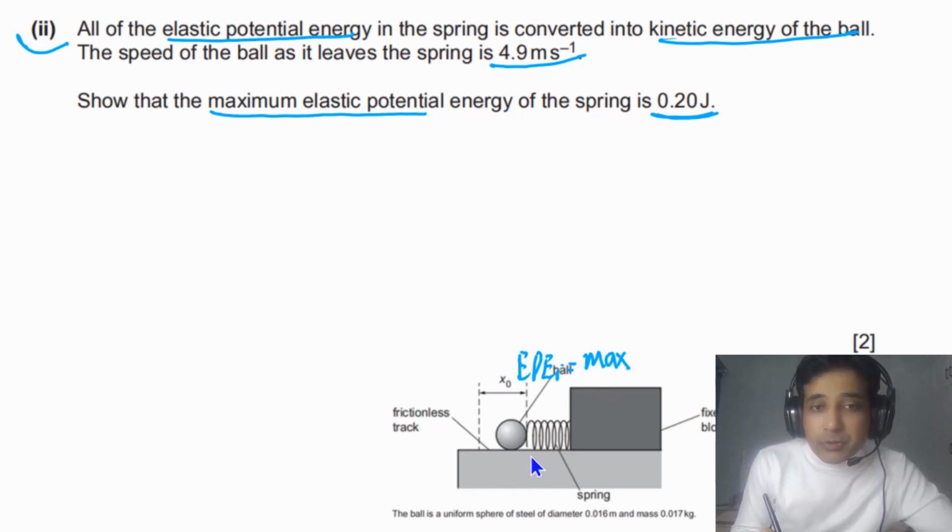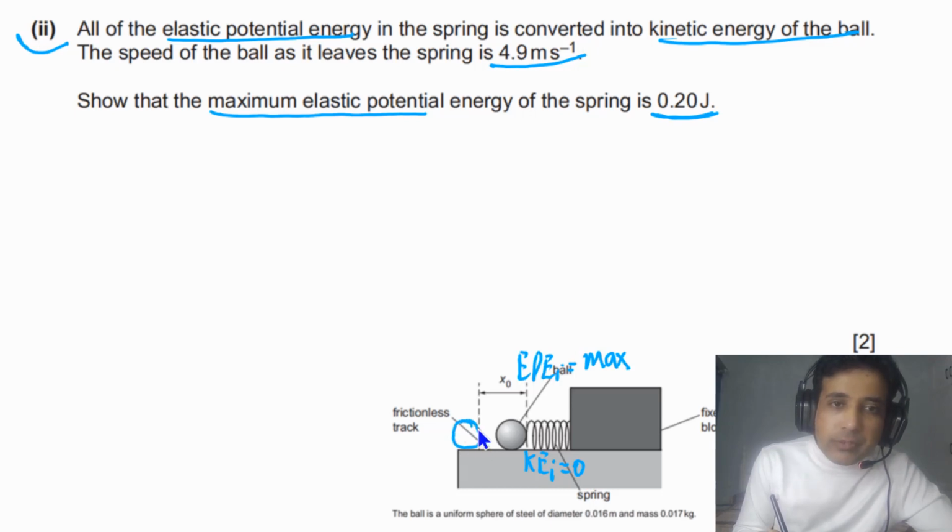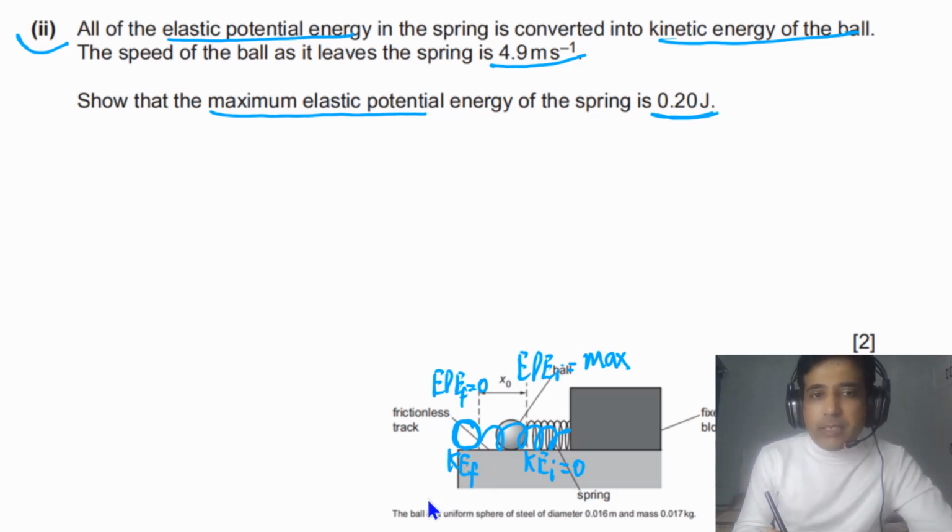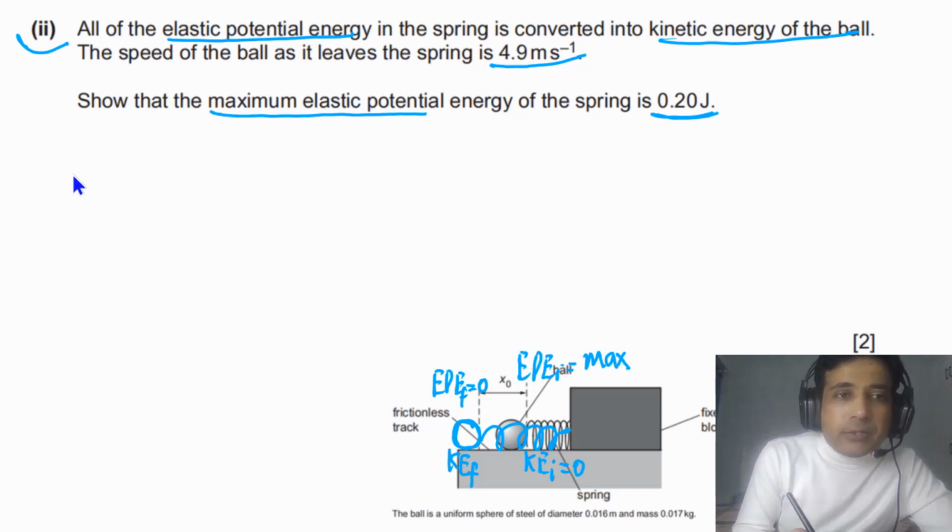At this position the ball is not moving, so the kinetic energy of the ball is equal to 0. And when the spring is unstretched, meaning the compression in the spring is equal to 0, at that point EPE will be equal to 0. So we can simply say EPE final is equal to 0. And the kinetic energy of the ball at this point is maximum. So this is the final kinetic energy and this one is maximum. And this question is simply about conservation of mechanical energy.